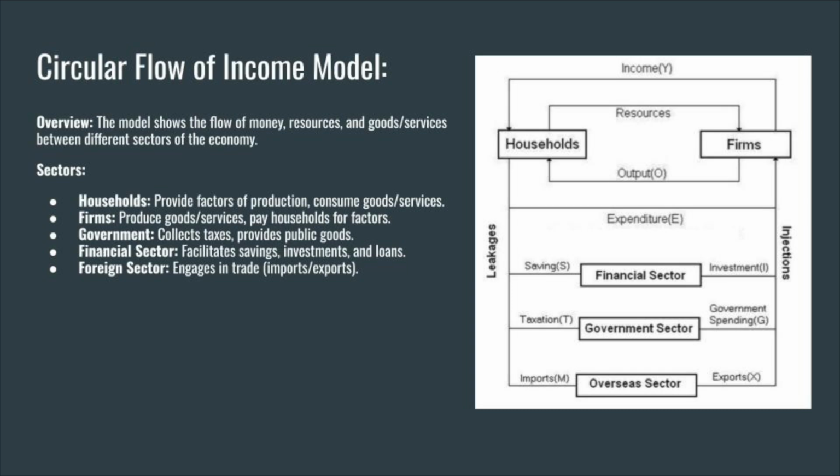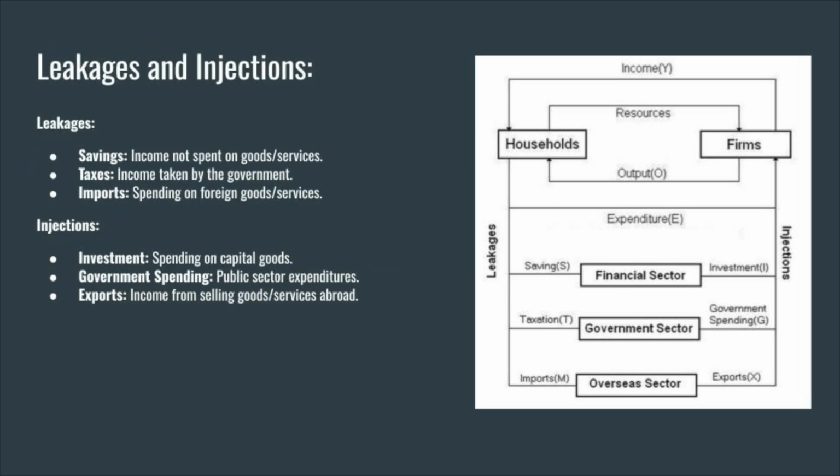Financial institutions facilitate savings, investment, and lending, linking households and firms. Foreign sector involves trade and financial flows between the domestic economy and the rest of the world. Within this model, we identify leakages: savings, taxes, imports, and injections: investment, government spending, exports. Leakages reduce the flow of income, while injections increase it, influencing the overall level of economic activity.